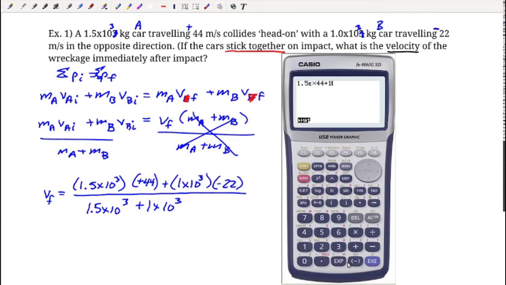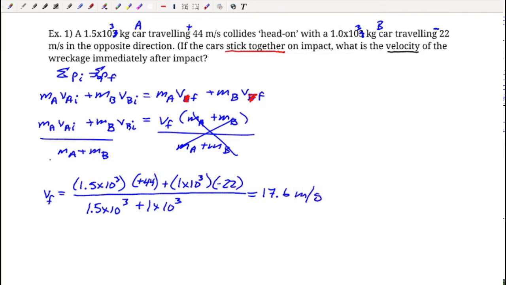Plus 1 times 10 to the 3 times a negative 22. This is my numerator. Whoops. Exit. What did I do? Oops, I forgot the 3. There we go. Okay, and that's going to be all over my denominator of 1.5 E3 plus 1 E3, which is 17.6 meters per second.